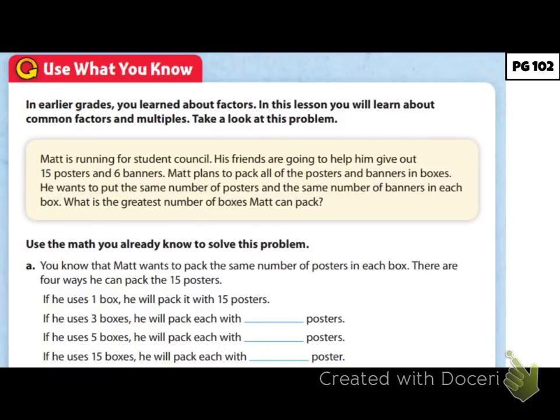We're going to use what we know to work through this. You know that Matt wants to pack the same number of posters in each box. There are 4 ways he can pack 15 posters. If he uses one box, there'll be 15 posters in each box. If he uses 3 boxes, he will pack each with blank posters. So 3 times what would give us a total of 15? Well, in this case, it would be 3 times 5. If he uses 5 boxes, he will pack each with 3 posters, and if he uses 15 boxes, he will pack each with 1 poster. So each one of these will equal a total of 15.